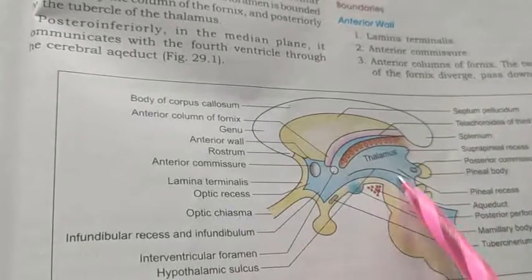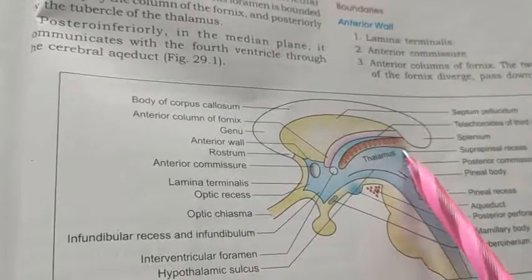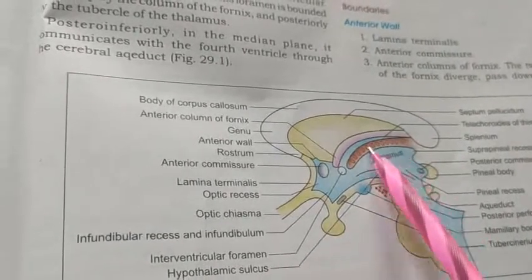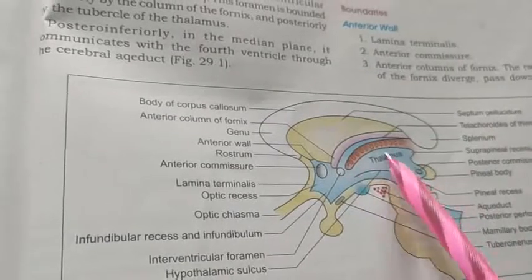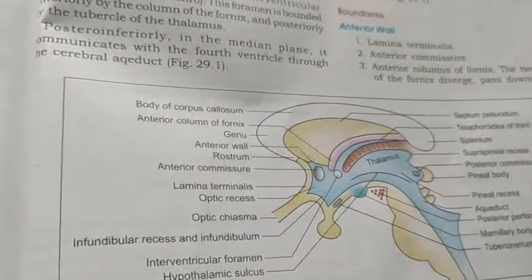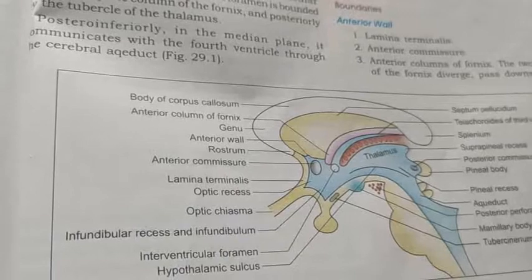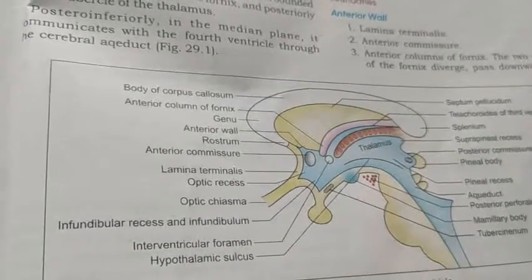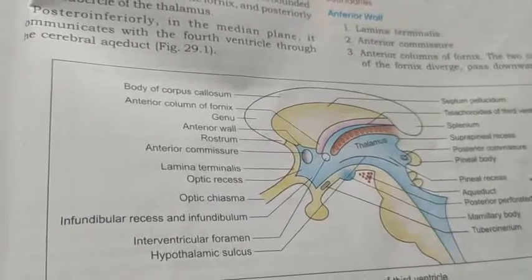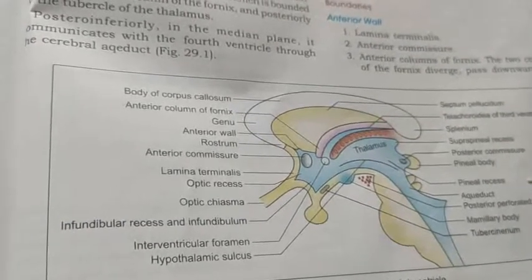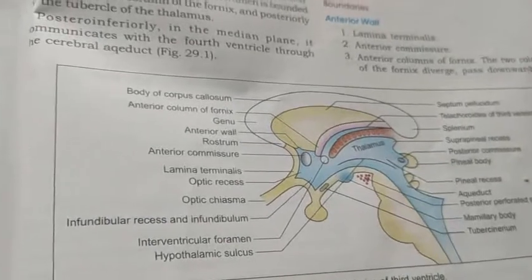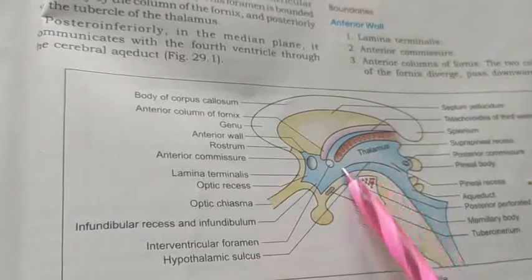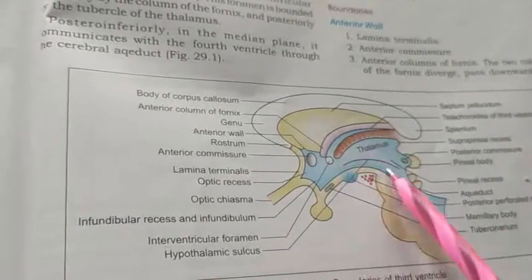The third ventricle itself is the median cleft between the two thalamic nuclei, left and right. Left and right thalamic nuclei together are called the thalamus. The thalamus is not a single entity; it has left and right thalamic nuclei. So the third ventricle is sandwiched between the left and right thalamic nuclei.